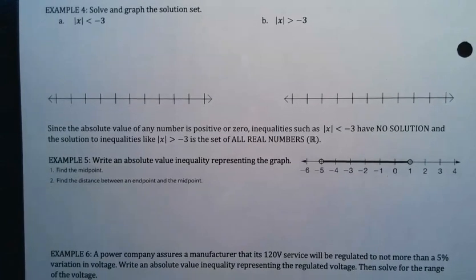Okay, example 4. We want to solve and graph each solution set. All right, so we have the absolute value of x is less than -3. Okay, so again, we're going to break this down into x is less than -3 and negative x is less than -3. Well, this one's already done for us. This one we have to divide by -1. x is greater than 3.